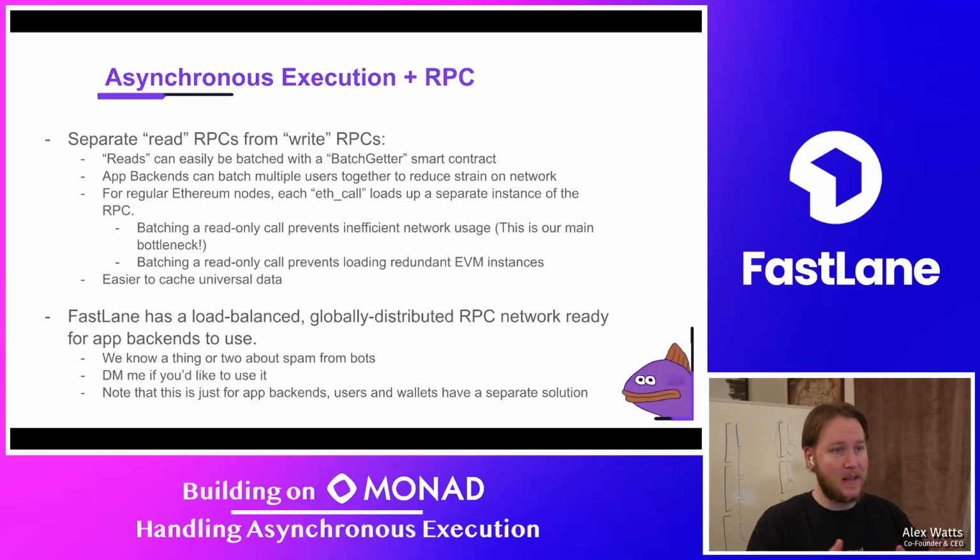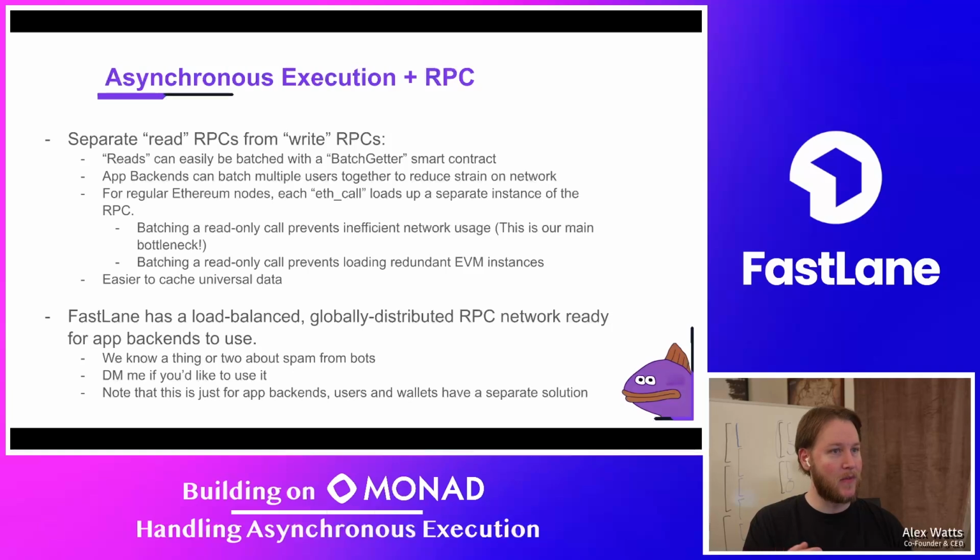The other thing is that this is something that Fastlane also wants to really help out with. We've got a load balanced, globally distributed RPC network that's ready. This is meant just for reads. We will have a different take on the writes because they deserve a different type of approach in order to be maximally fast and maximally aligned with the Monad ecosystem. But for these reads, especially for app backends, we're ready to go.